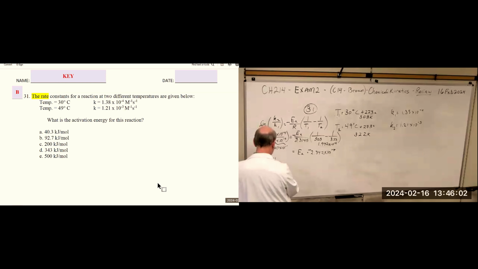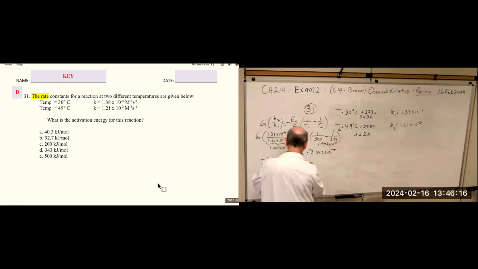So that would be this divided by minus 2.34 times 10 to the minus 5 equals E sub A, which I get 9.27 times 10 to the 4th joules. How many kilojoules is that? Because the answer is in kilojoules.